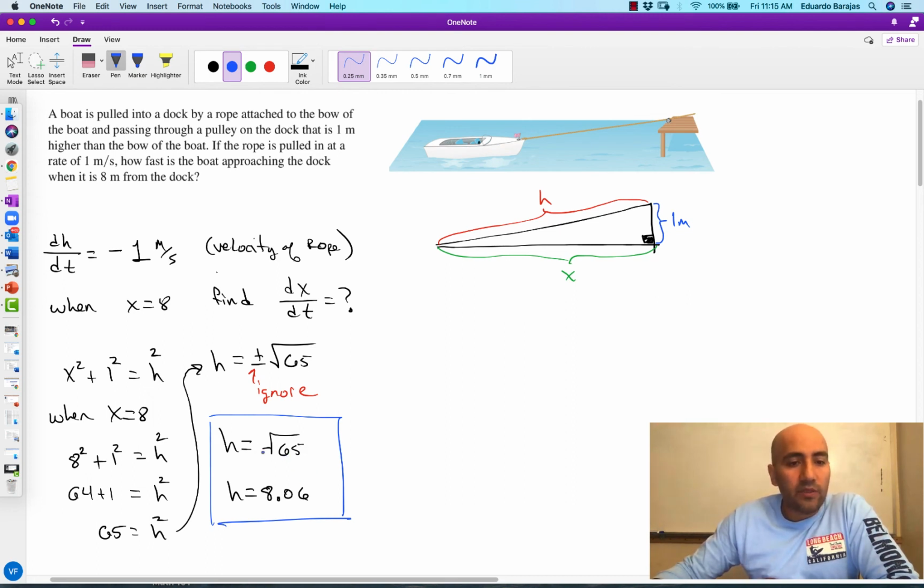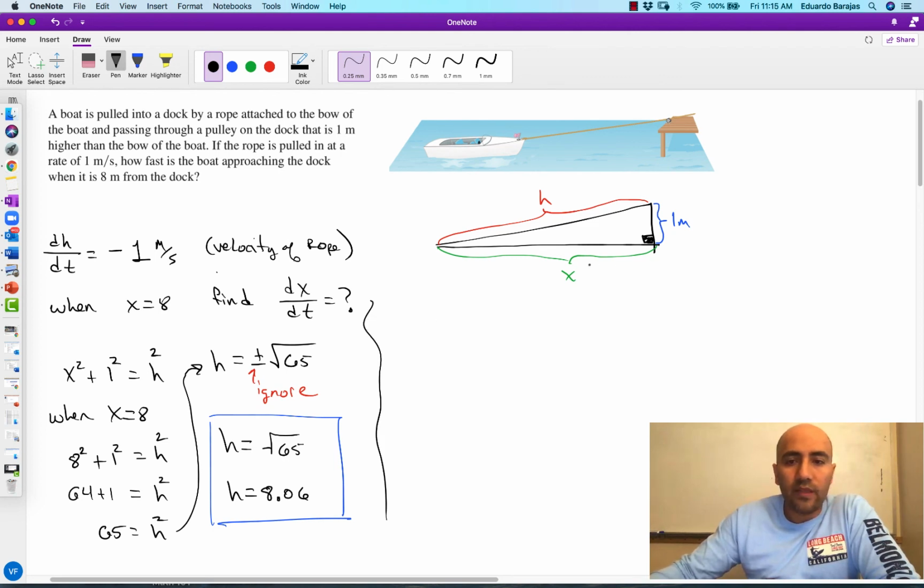Okay, of course, that's not what they asked for. They asked for dx/dt. How fast is that distance changing? What is the rate of that change? How fast is the boat approaching the dock? Not how far away is it? Okay, so let's go back to this formula.